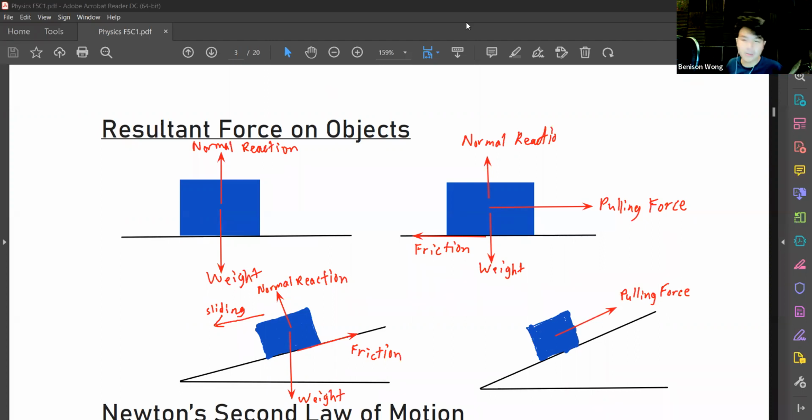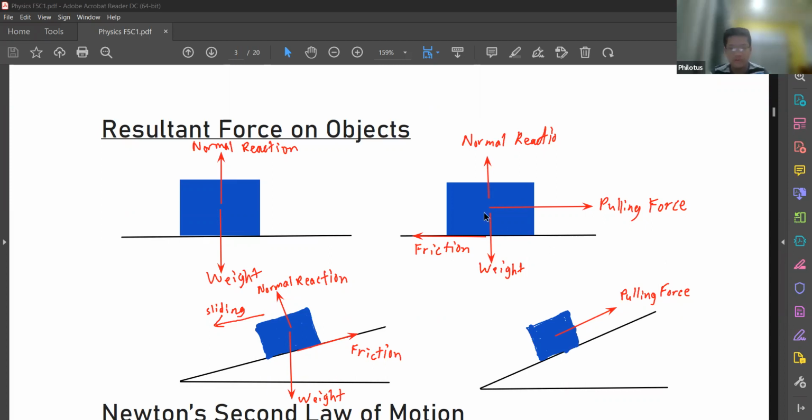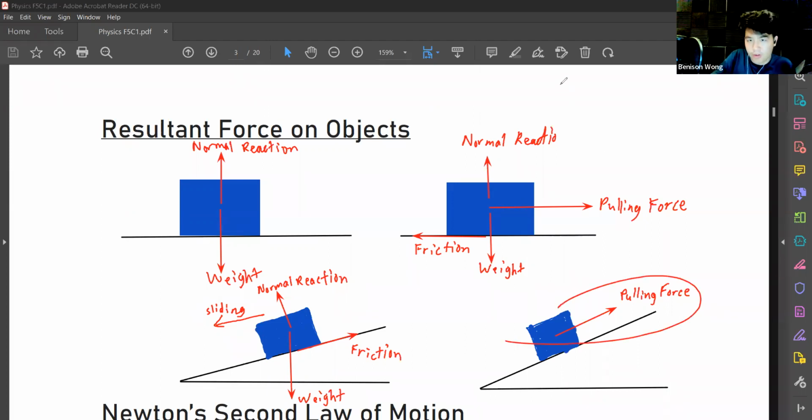Come on, give me some answers, some responses. Any answer? What are the forces acting on this object? Sliding force. No, sliding is not a force. That's why you see, I never draw this arrow attached to this object at all. I'm just showing that this is the direction of the motion, sliding. But now you're adding a force, a pulling force, you pull upwards.